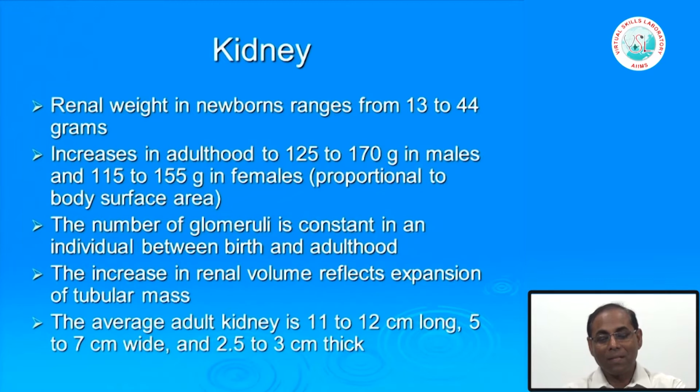Now the average size of the kidney in an adult is 11 to 12 centimeters long and 5 to 7 centimeters wide, and it is usually 2.5 to 3 centimeters thick. Remembering this dimension is extremely important. In any chronic renal disease, the kidney volume shrinks, it decreases. That's why in ultrasound, one of the major things physicians look at is the size of the kidney, whether it is normal or shrunken or small. That's why the normal size is very, very important.